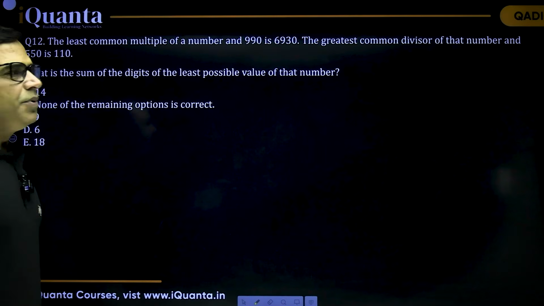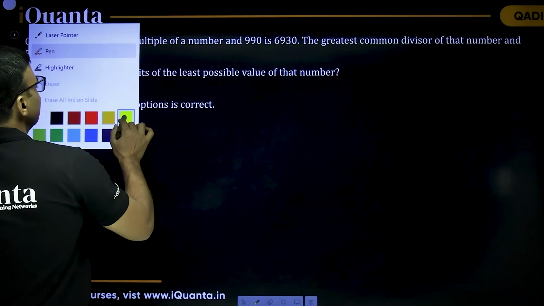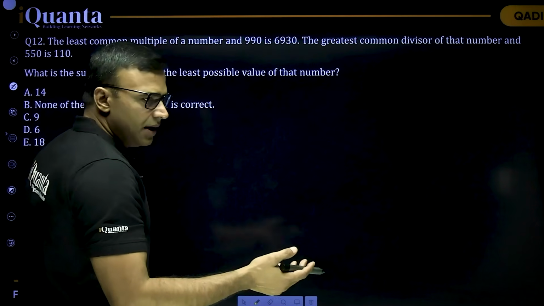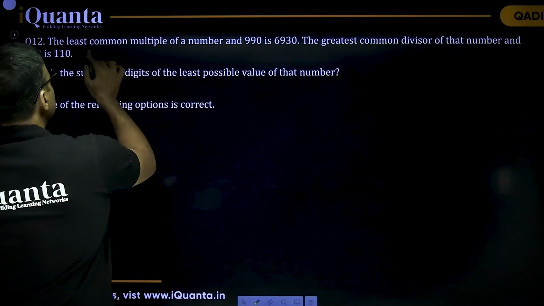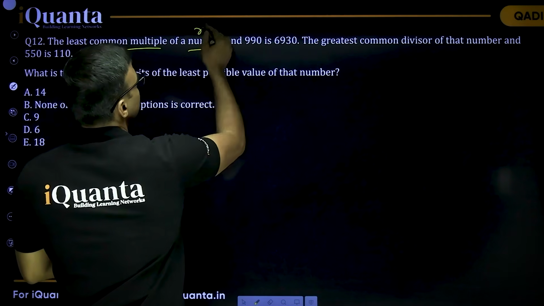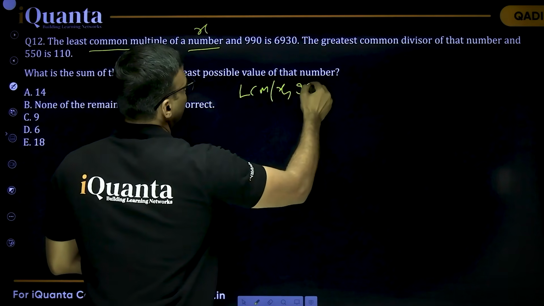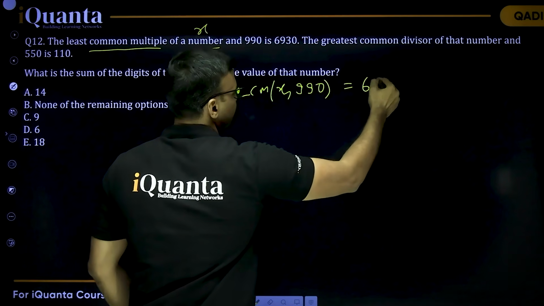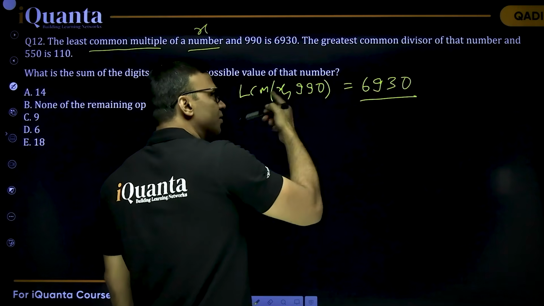Now this is such a beautiful question based on the basic concept of LCM HCF. You see, LCM should be a multiple of all the numbers given. HCF should be a factor of all the numbers given, right? Here we say that the least common multiple of a number, let's say the number is x, LCM of x and 990, that is 6930. So 6930 should include 990 and x, both as a factor.